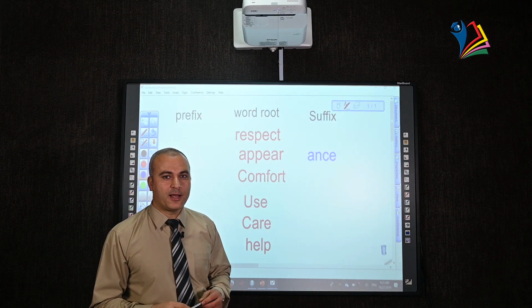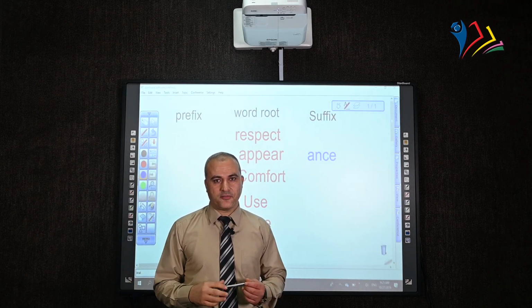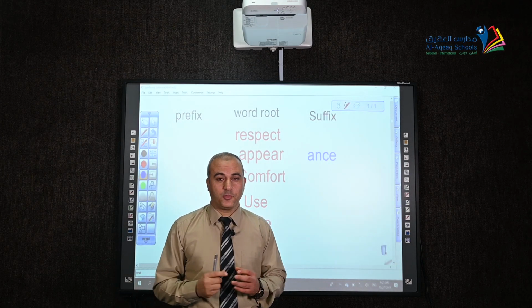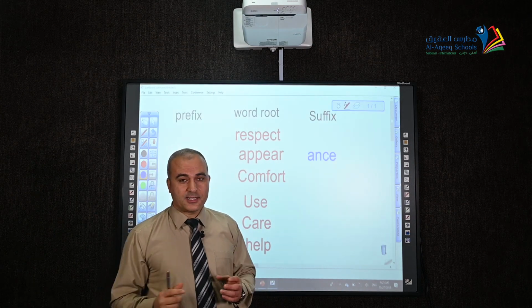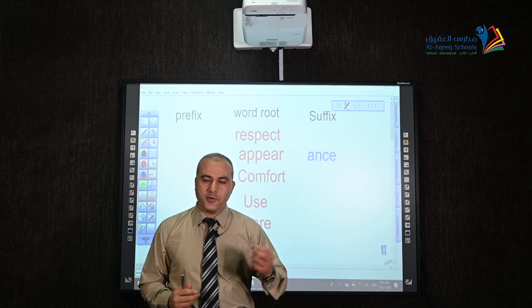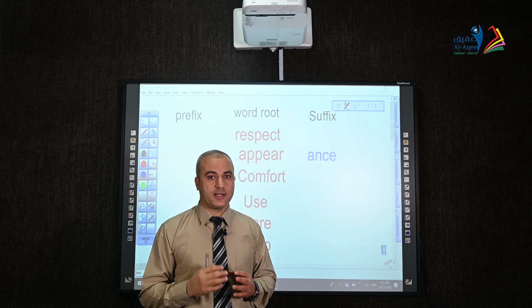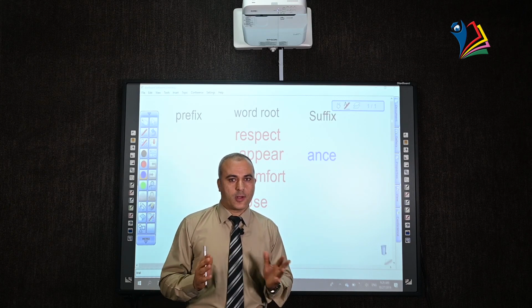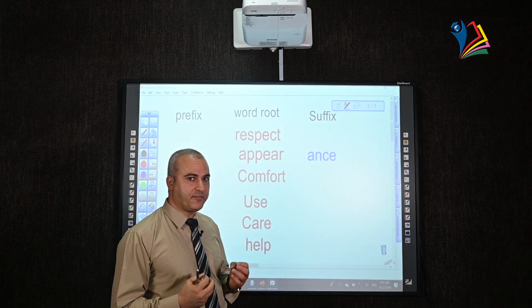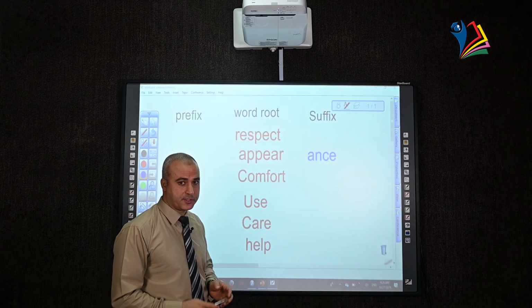Today, I'm gonna talk about negative prefixes and suffixes. But first, we have to identify what prefixes and suffixes are. A prefix is a group of letters joined to the beginning of a word, while a suffix is a group of letters joined to the end of a word.